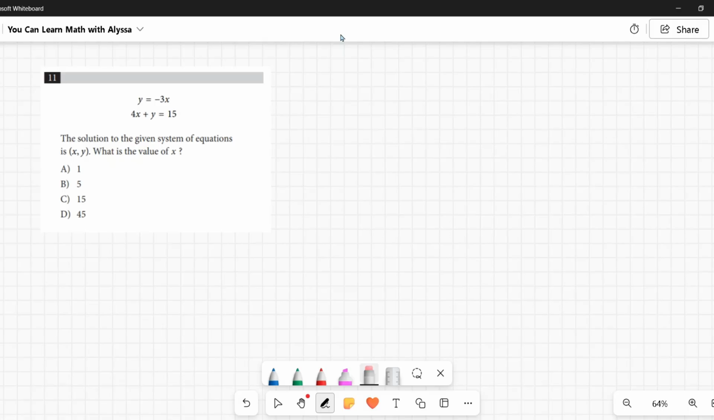Number 11. y equals negative 3x, 4x plus y equals 15. The solution to the given system of equations is (x, y). What is the value of x?